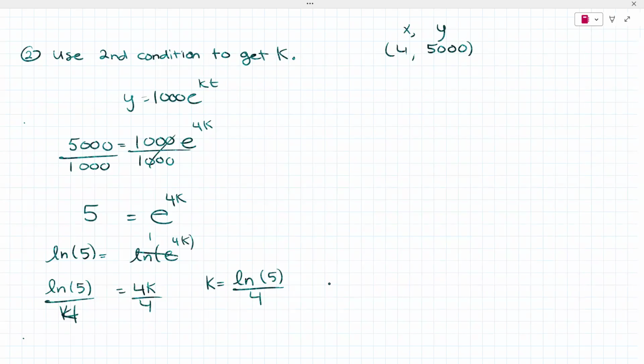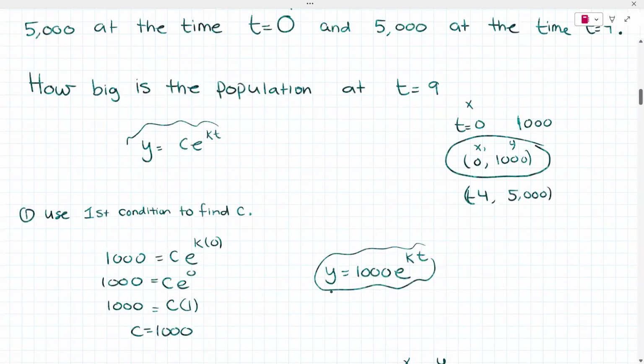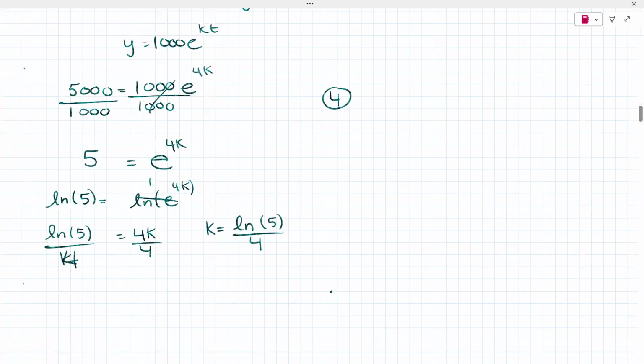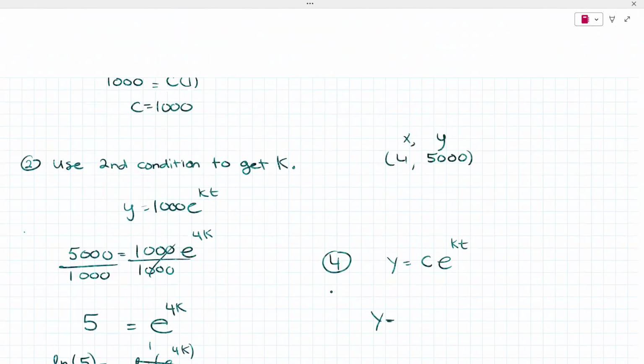Now we know our k and we know our c. Step 4 is to find the final equation, and then we can plug in our final condition. My equation is going to be y equals c e raised to the kt, and I know that my c is 1,000.